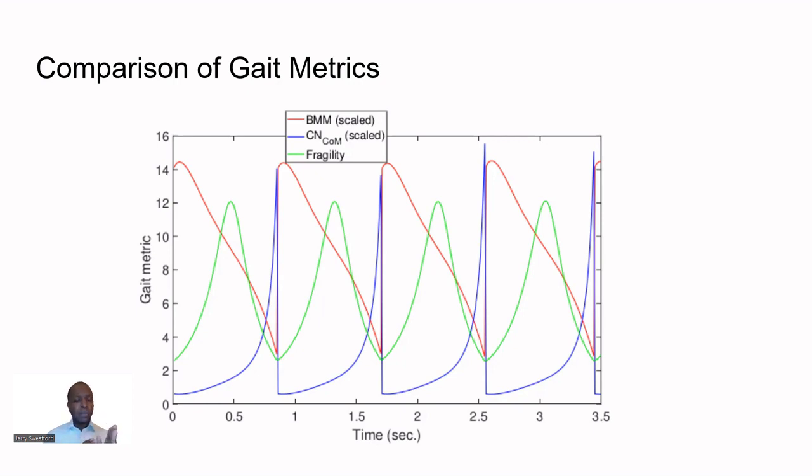So pre-impact and post-impact, there is a huge gap between those metrics. But you'll notice with my fragility metric, that is not the case. With the fragility metric, there's no discontinuity there.